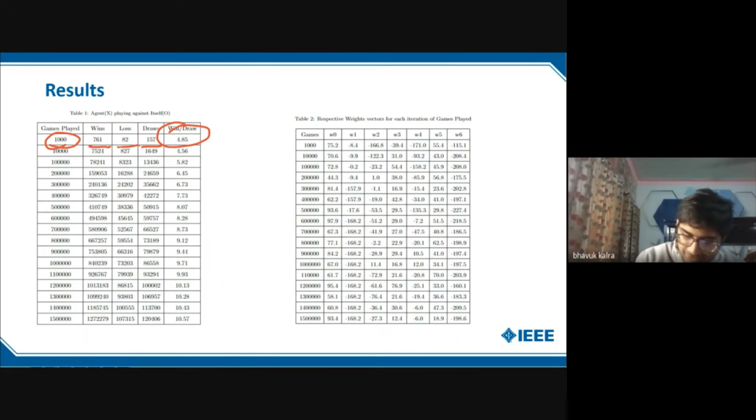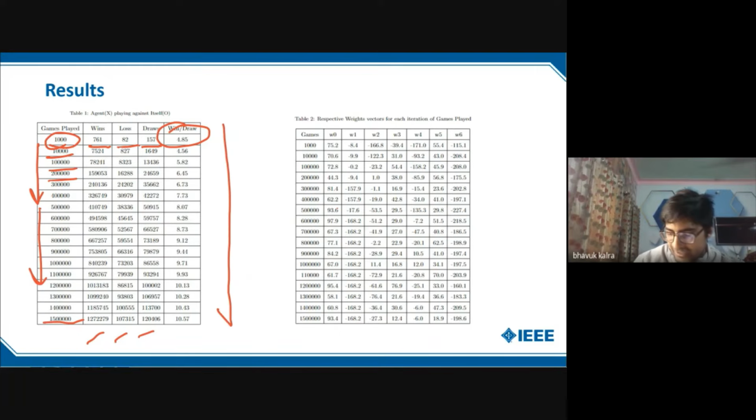And similar are the results for the other games played as well, 1,000, 100,000, 20,000, and we go on until 1,50,000, and the number of wins, losses, and draws are given here. And the thing to note here is that win draw ratio is continuously improving as you play the number of games, and the feature vector we can also observe here as the games were played.